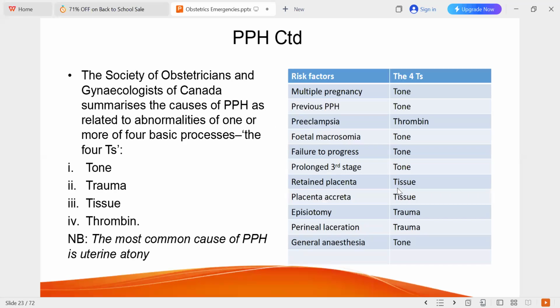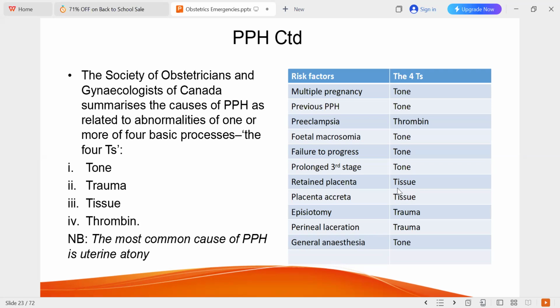The Society of Obstetricians and Gynaecologists of Canada summarized the causes of PPH, all right? So we have the 4 T's: tone, trauma, tissue, and thrombin. All right, but know that the most common cause of PPH is uterine atony. Okay, and you can see some of the risk factors here. So when we have a patient with multiple pregnancy, the common cause of PPH will be uterine atony. So you deal with a tone. Patient will have previous PPH, all right, tone, uterine atony.